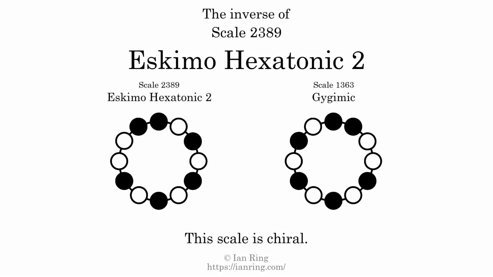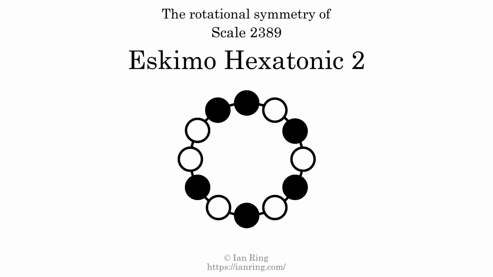The inverse of a scale is a mirror image. It is what you get when the sequence of intervals is reversed. The inverse of this scale is scale 1363, also known as Jijimic. This scale is chiral. It cannot transform into its inverse by rotational transformation. This scale has no rotational symmetry.